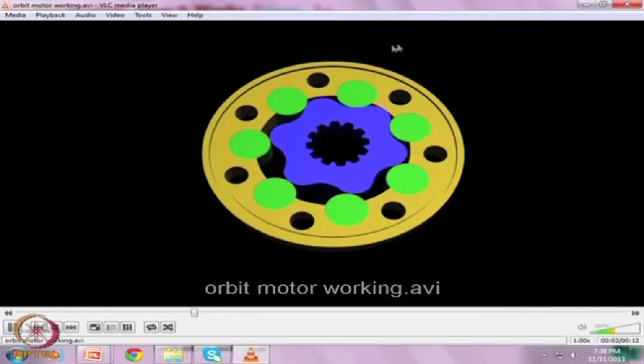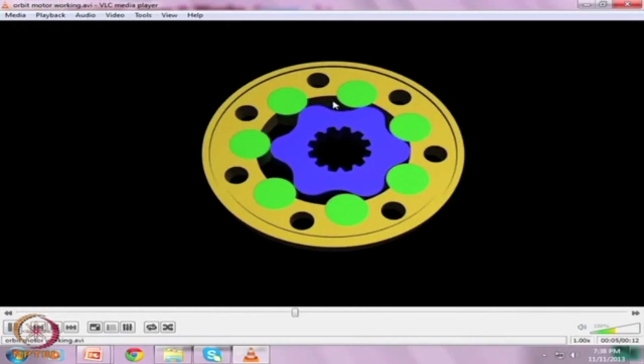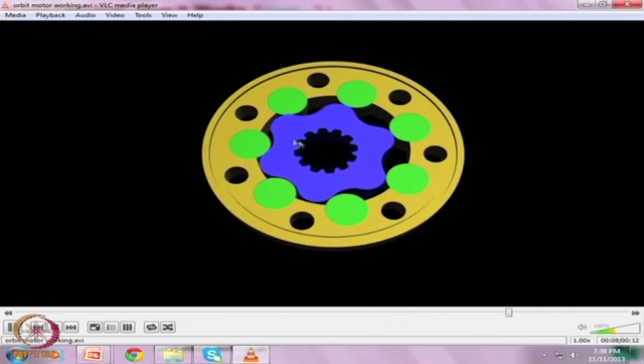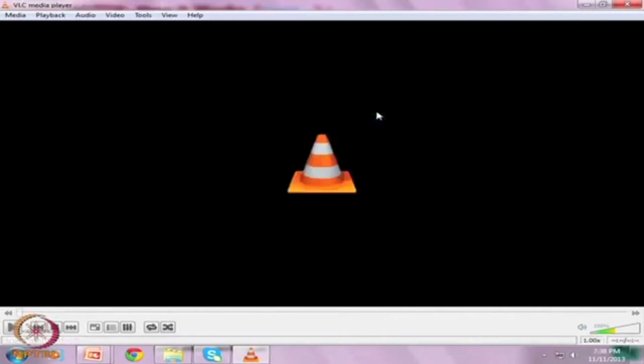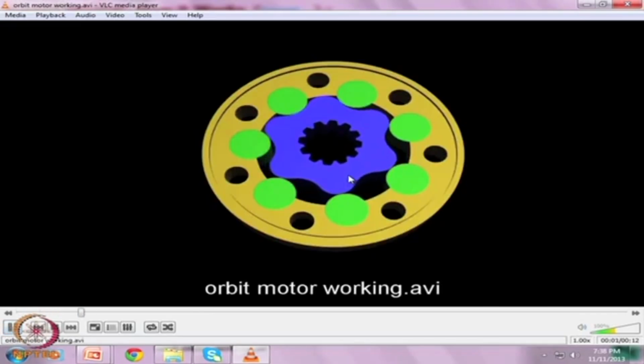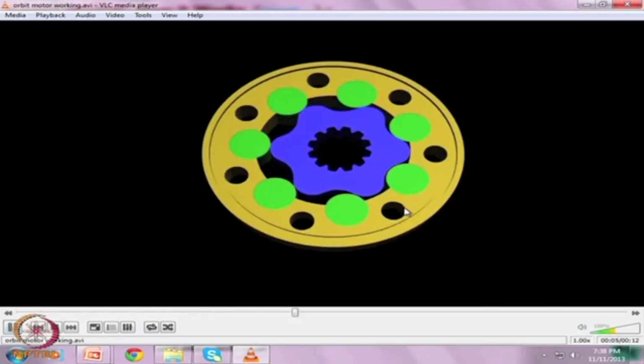Rather, if we allow the high pressure oil to come in like an engine, and then if this is rotated, we will get both motor action as well as gearing action, which will give us the high torque low speed machine, or low speed high torque machine, which is called orbit motor.